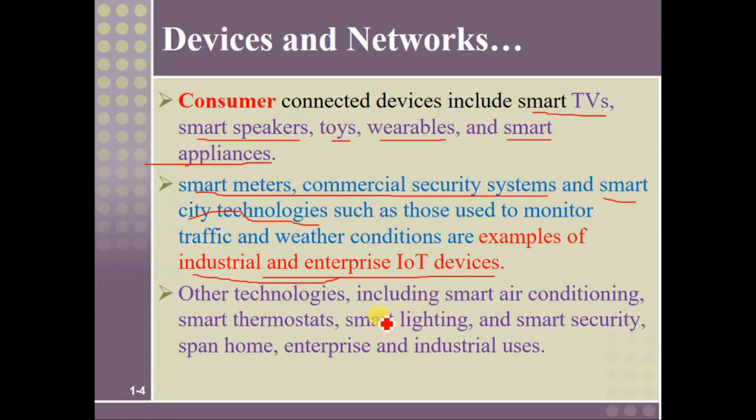For example, if you consider the smart air conditioning system, smart thermostat, smart lighting, and smart security for homes, enterprises and industrial uses, these devices also can be classified under industrial and enterprise IoT devices. Is it clear, guys?